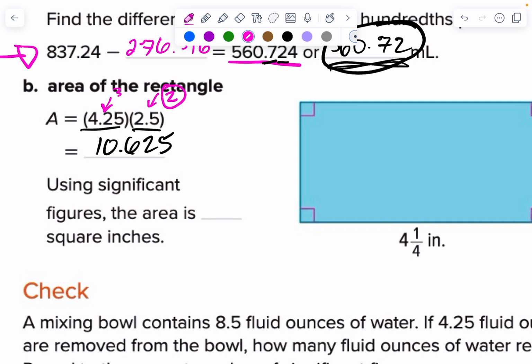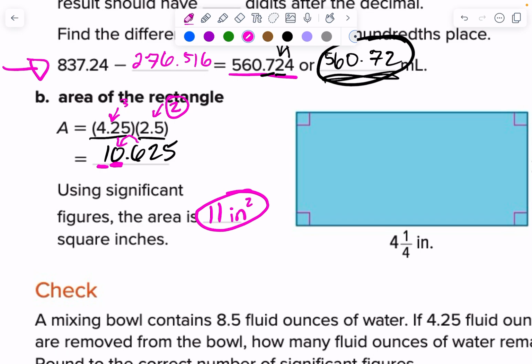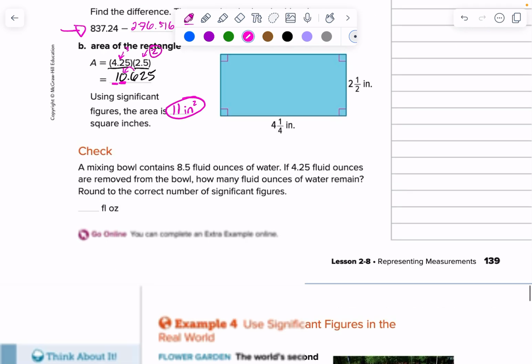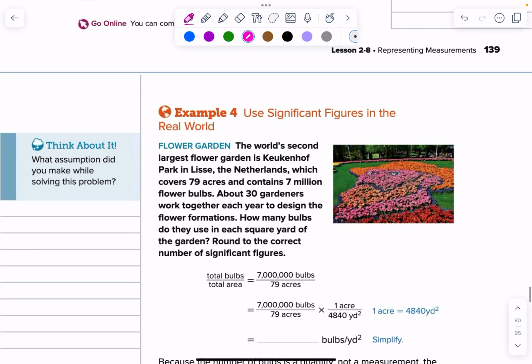So we are only allowed to take 2 sig figs, which means we're rounding to this number, right? This is my first sig fig. This is my second one. The 6 is going to round that up to 11. So I have to drop all of my decimals, and this is going to be 11 square inches. That's all the more precise I'm able to get with my final measurement based on the 2 things that it gave me, okay?